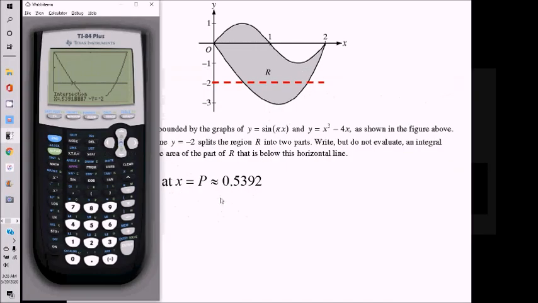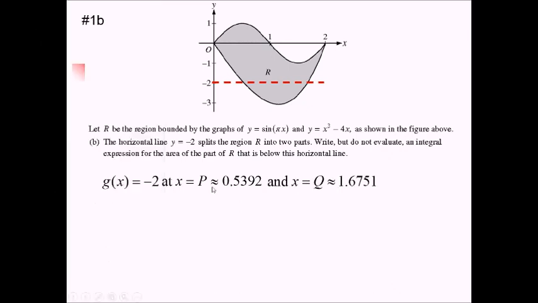And now, coming back here, I'm going to do second trace, option 5 again. And I'll move my spider over to the other intersection. There we are. Enter, enter, enter. And that's going to be 1.6751, which I'll call Q.